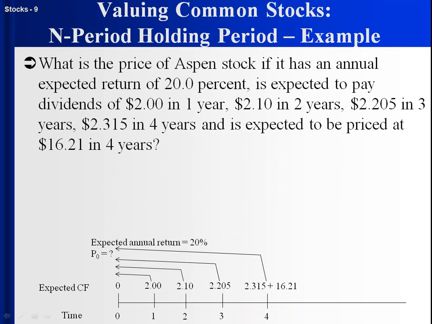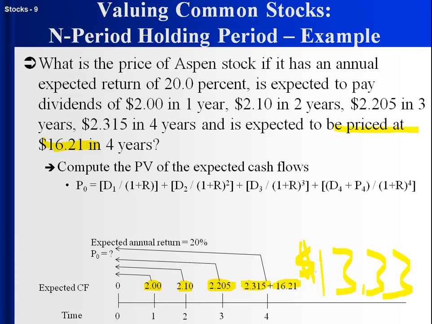So Aspen stock, suppose you're thinking about holding it for 4 years. Dividend of $2 in a year, $2.10 in 2 years, $2.205 in 3 years, $2.3153 in 4 years. In 4 years, it's expected to be priced at $16.21, so you could sell it for $16.21. And now we have a slew of expected cash flows that are consistent with holding it for 4 years. What's the value of the stock going to be? Well, it's going to be $13.33.